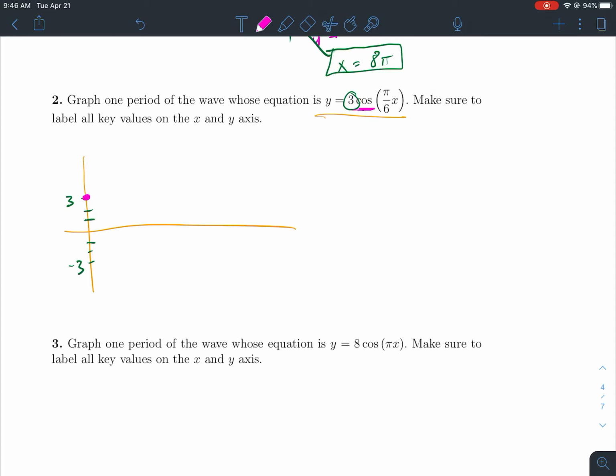It's going to go down. Whoa. Cosine always starts at the maximum value, so it's going to go down to 0, down to the minimum, back to 0, back to the maximum. Now, usually when we fill these out, in the past, this had always been 2 pi. But because the inside is not just x, because of the pi over 6, this is no longer 2 pi.